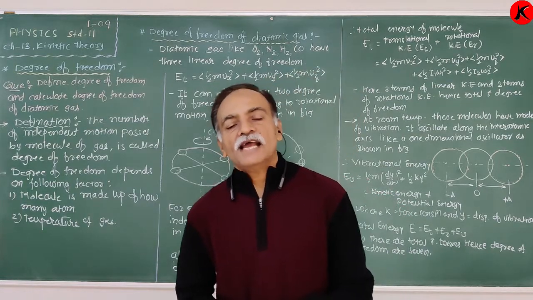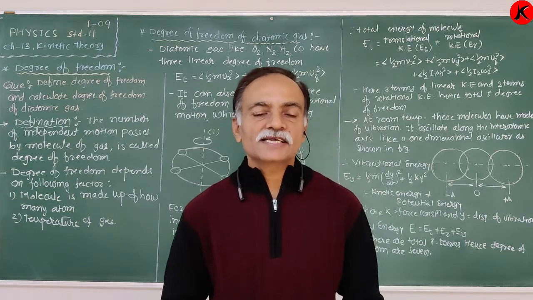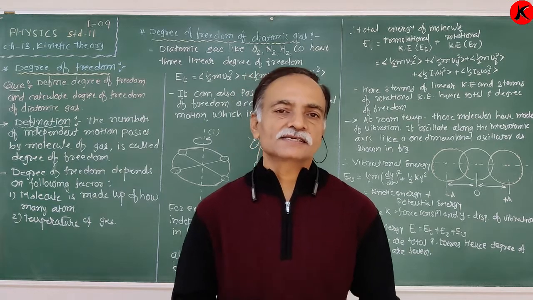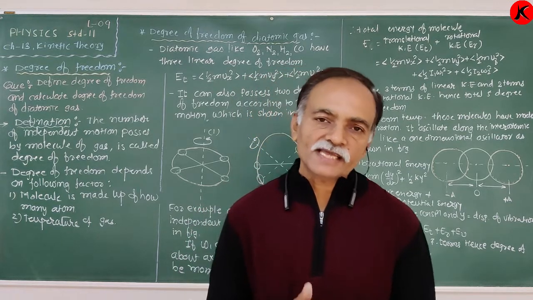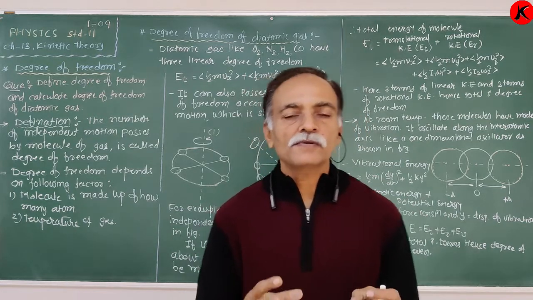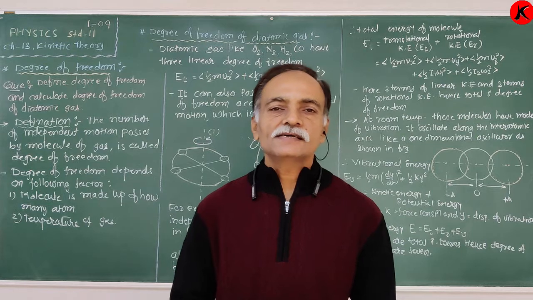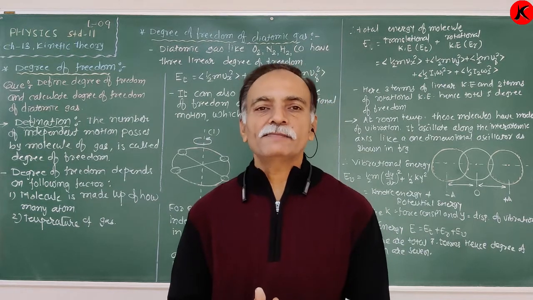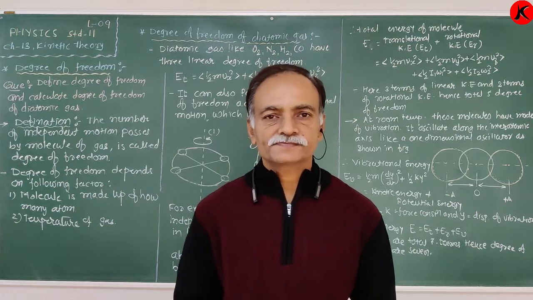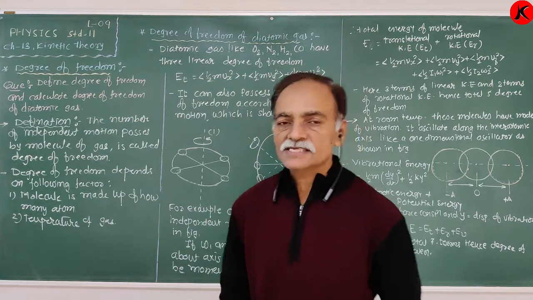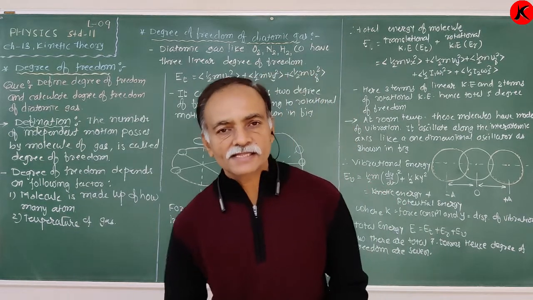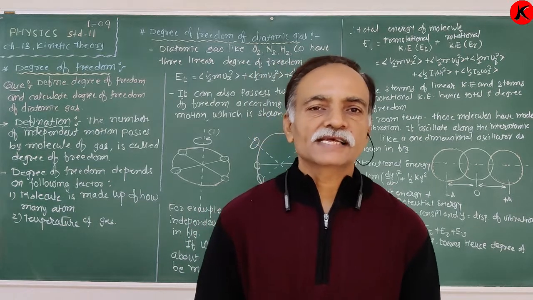Some diatomic gases act as a rigid rotator. That means both atoms are always combined with each other. While in other diatomic gases, the molecule is made up of two atoms, but here these two atoms are independent. That means they do not depend on each other. That means non-rigid. So we are going to discuss what the degree of freedom is, and we have to calculate the degree of freedom for diatomic gas.